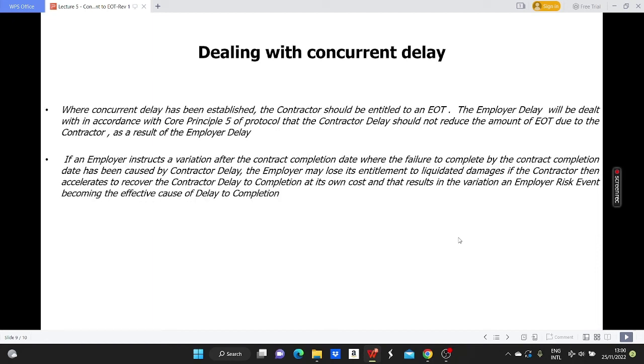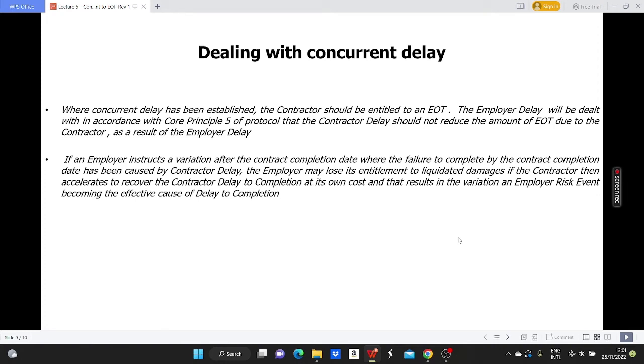Dealing with concurrent delays. Where concurrent delay has been established, the contractor should be entitled to an EOT for the employer delay to completion, dealt with in accordance with the core principle that the contractor delay should not reduce the amount of EOT due to the contractor as a result of the employer's delay.